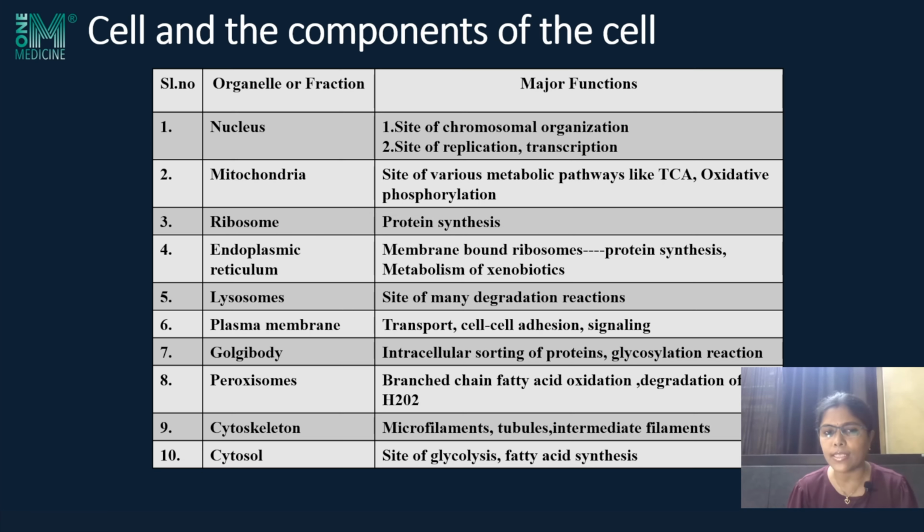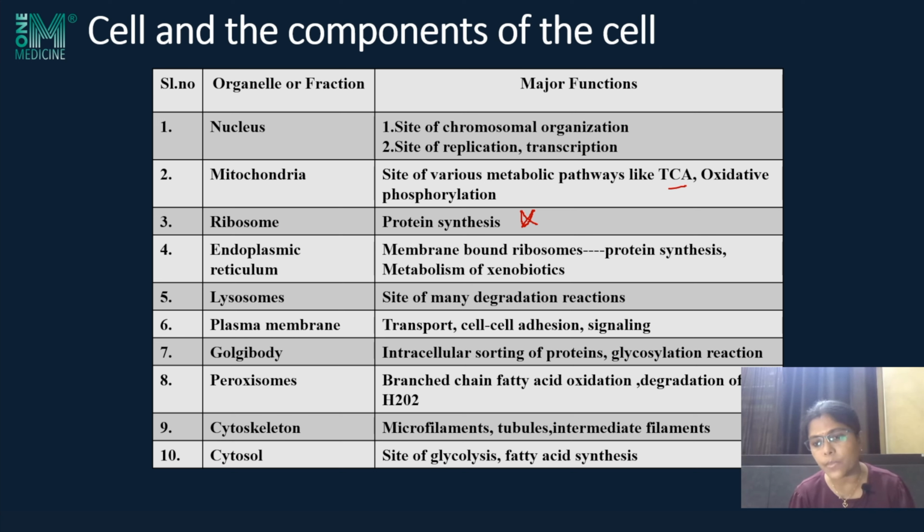So to start with this table, the first organelle is the nucleus, and it is the site of chromosomal organization, replication and transcription. Next we have the mitochondria. The mitochondria is the site of various metabolic pathways like the citric acid cycle, and oxidative phosphorylation. The ribosome, the kitchen of the cell, is concerned with protein synthesis, or translation.